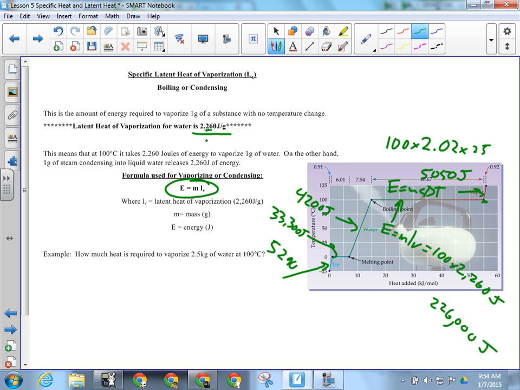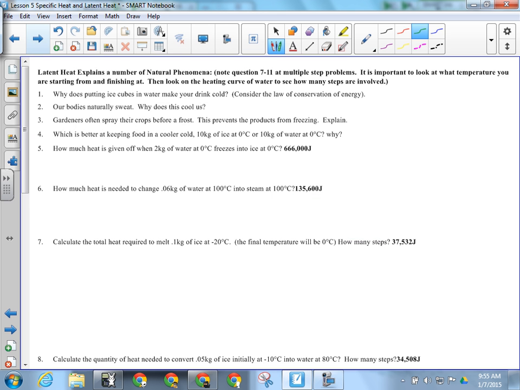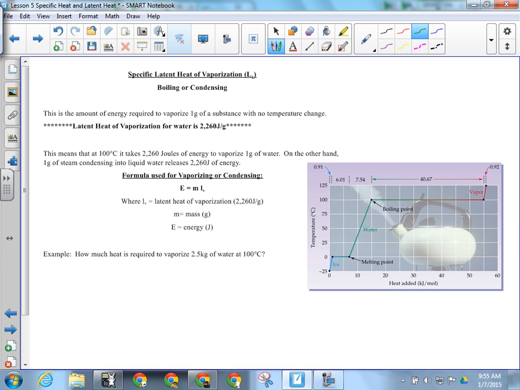So here's how you're going to get tested on this. You're going to get a problem that says you have 250 grams of ice at minus 10 degrees and you want to heat it into liquid water at 30 degrees. So you'd have to look at your heating curve and go, okay, I'm starting here and I'm going to here. How many steps is that? 3. I've got to heat the ice, I've got to melt the ice, I've got to heat the water. 3 steps. Anywhere where the line is going up on this graph, you use which formula?